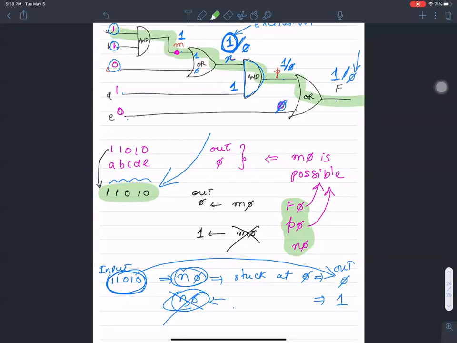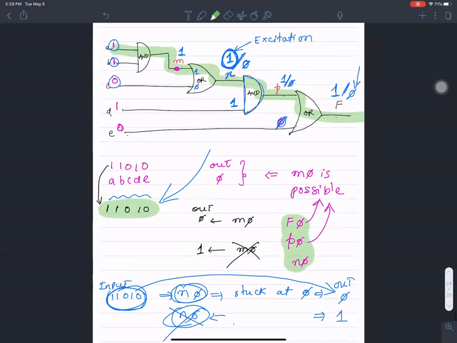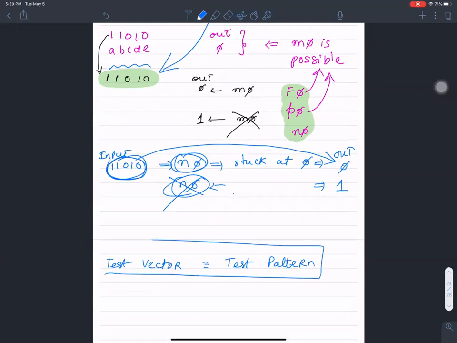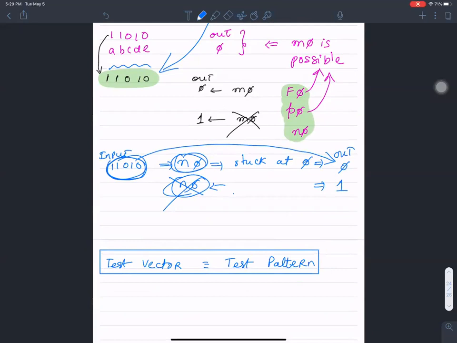Questions, please. What questions do you have at this time? Dr. Mituri, what is the difference between a test vector and a test input pattern? They are the same. I use them interchangeably. Test vector is the same as input test pattern. Just use them interchangeably. Other questions, please.